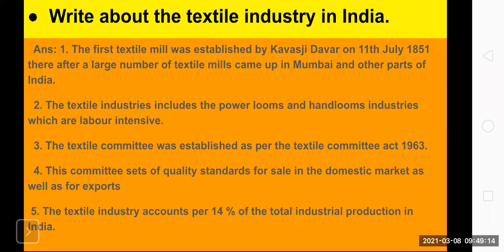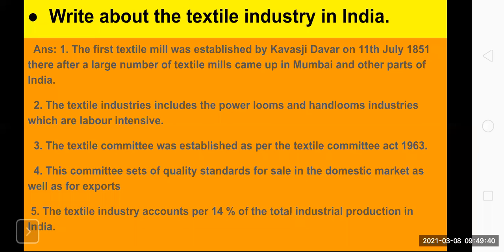Okay, next one, write about the textile industries in India. Now, the textile industries: the first textile mill was established by Kawaji Dawar on 11th July 1851. Thereafter, a large number of textile mills came up in Mumbai and other parts of India.